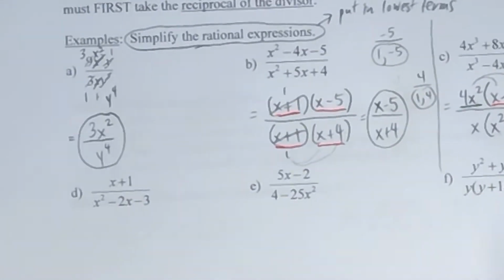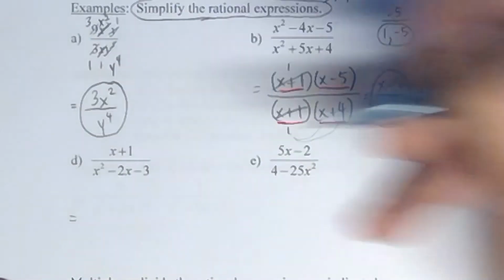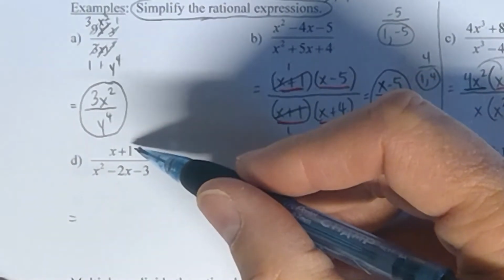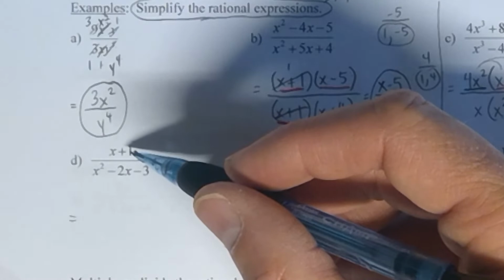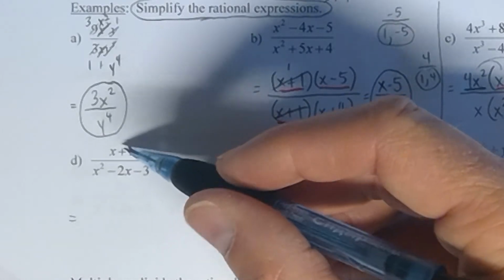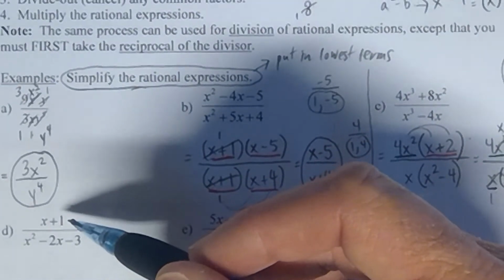So that's C. Problem D. Now notice in problem D that we do have 2 terms on the top right there. However, this is prime on the top. How do I know that? It's because the GCF is 1, and you can't break that down to 2 brackets. And the reason why I know that is because that's got 2 terms.